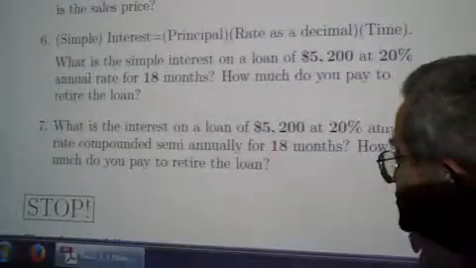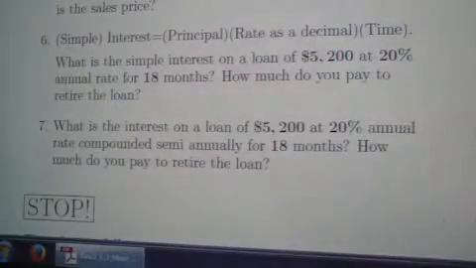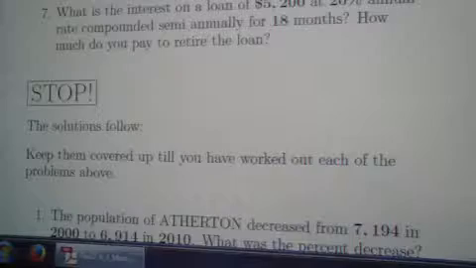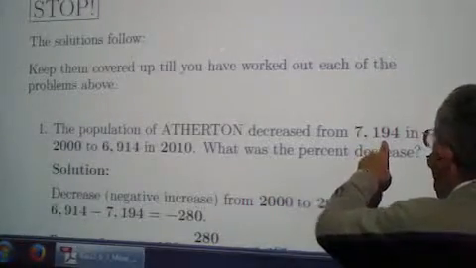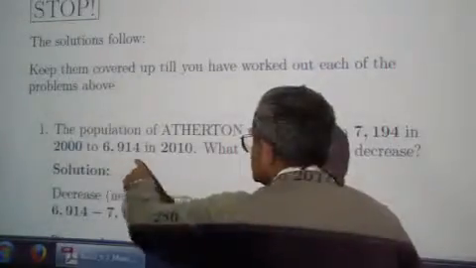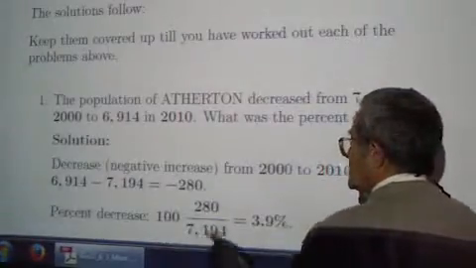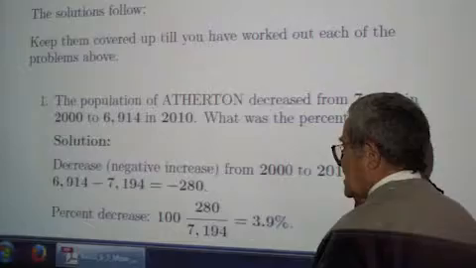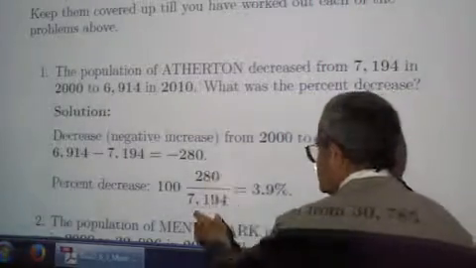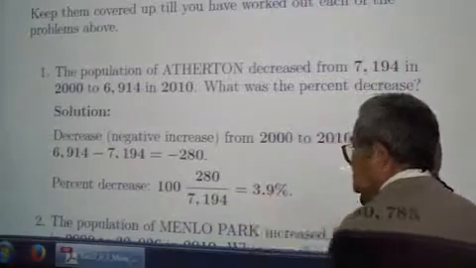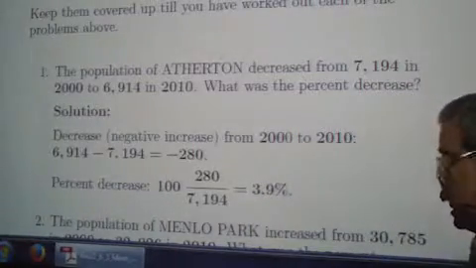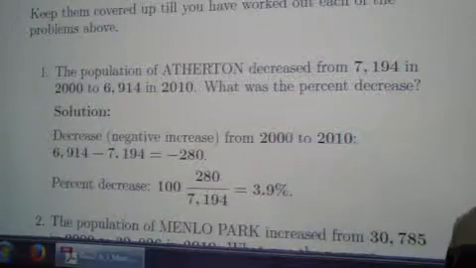Here are the solutions to chapter 22. The population of Atherton decreased from 7,194 to 6,914. The difference is 280, and the percent decrease is 280 over 7,194 times 100, or 3.9%. Look at that for about 10 seconds.